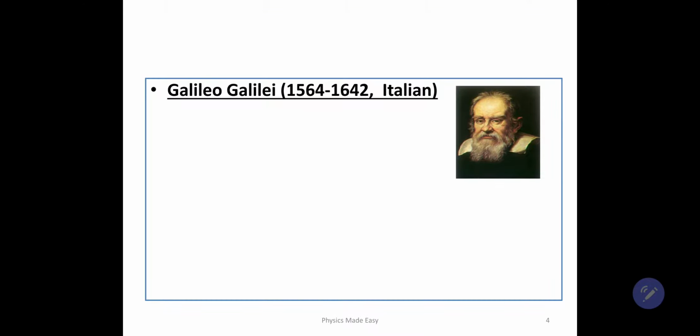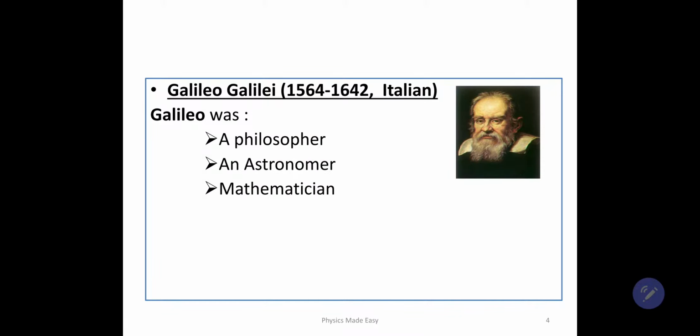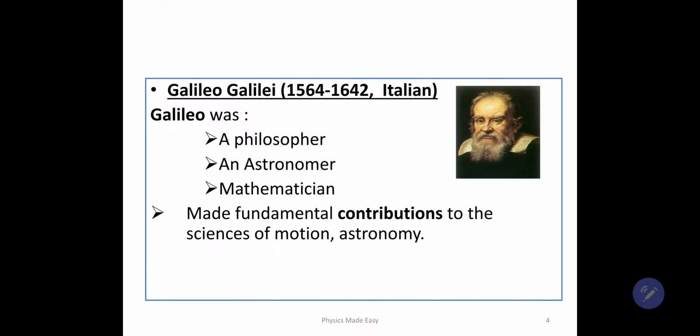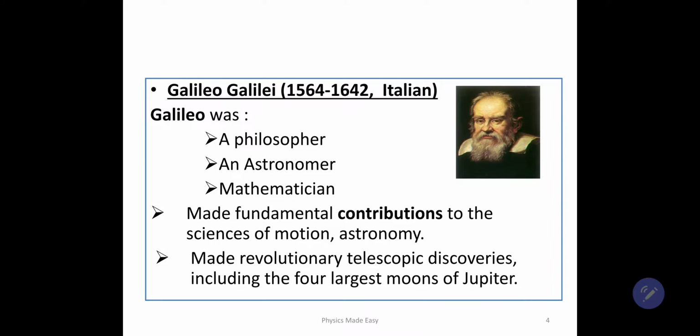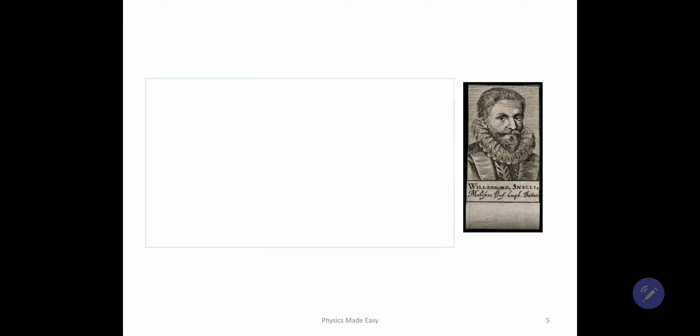Galileo Galilei, he was not only a physicist, he was a well-known philosopher, an astronomer, and a great mathematician too. He had done so many contributions in science of motion, astronomy, and his revolutionary telescopic discoveries are very famous.